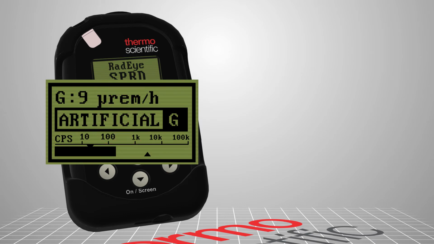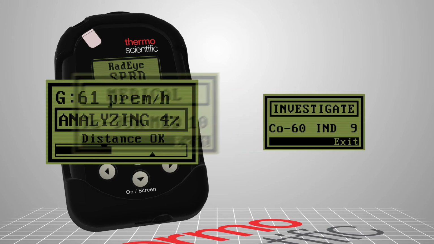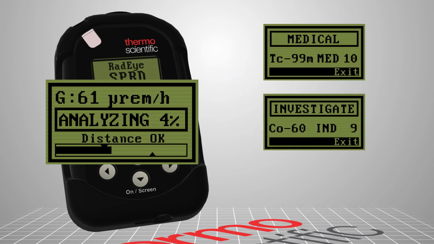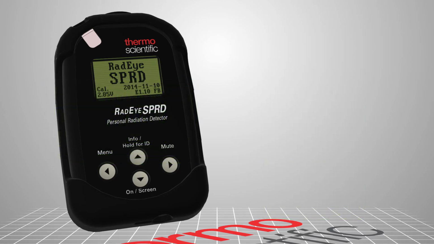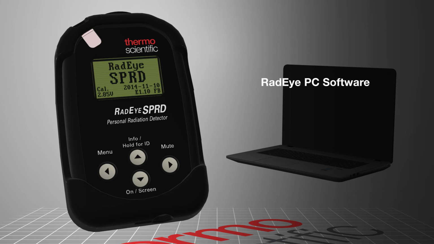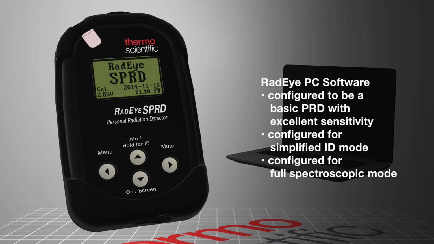When the unit alarms, it automatically begins analyzing the radiation to reach a conclusion of industrial, medical, special nuclear material, or natural. This added intelligence ensures a proper procedure and response based on the radiation type. The identification mode of the RadEye SPRD is administratively controlled with the RadEye PC software. It can be configured to operate as a basic PRD with excellent sensitivity and no identification capabilities. Alternatively, the RadEye SPRD can be configured for simplified ID mode or full spectroscopic mode.